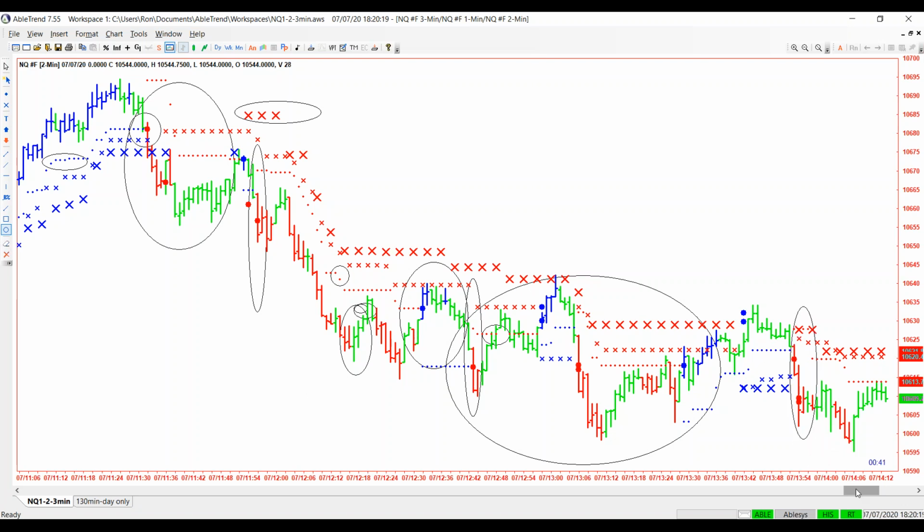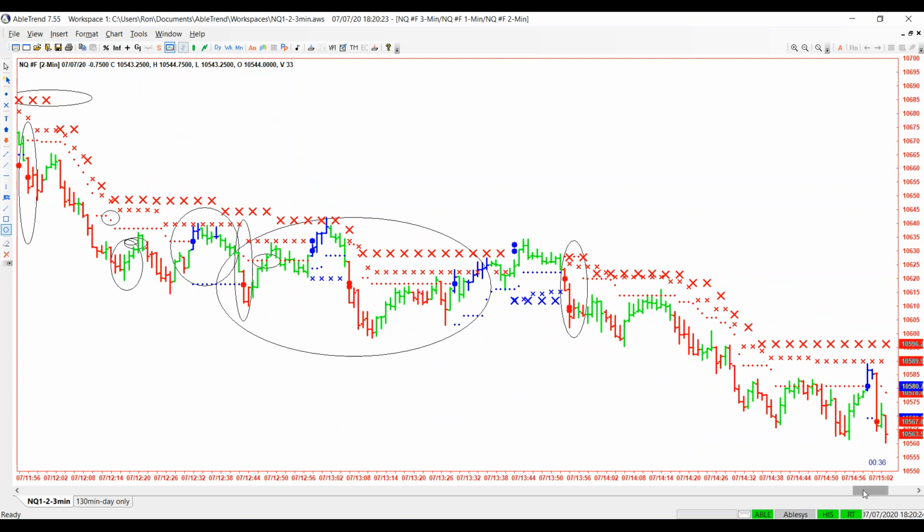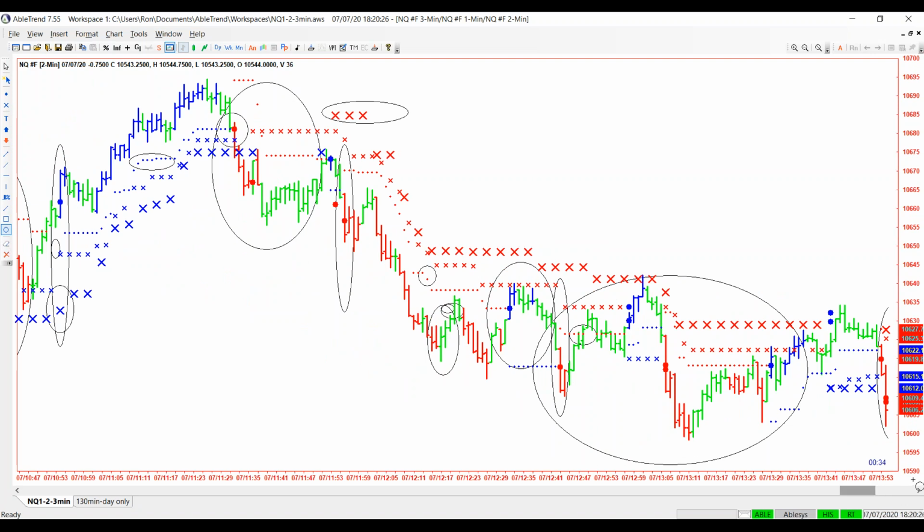Another triple confirmation sell signal right there. And this was a huge winner. Look at this thing. Look at this thing go. When you're watching this live, and this is what you see.